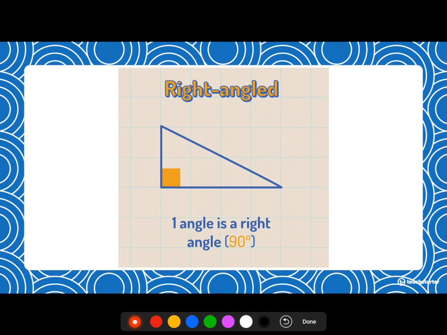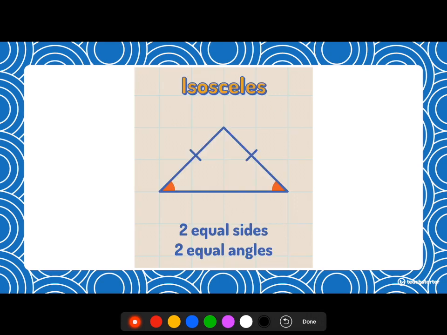We have the right angled triangle where one of the angles is right angled, and we can see that by the box shape, which means it's 90 degrees. Isosceles, 2 of the sides are equal, and then the 2 opposite angles are also equal. So you can see how these are opposite each other. They're also equal to each other.